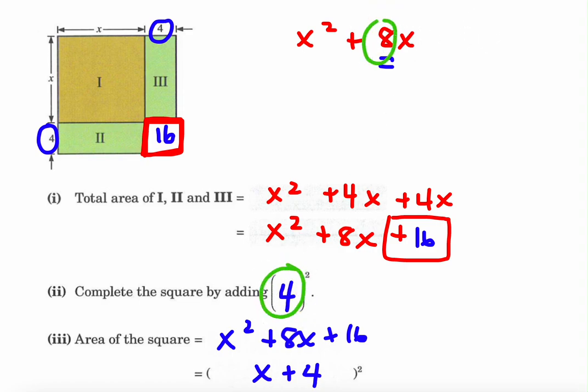So there it is. That's the completing the square method. We're taking our b value and we're dividing by 2 to get that number. But remember, we have to complete the square, so it's got to be squared. Okay?